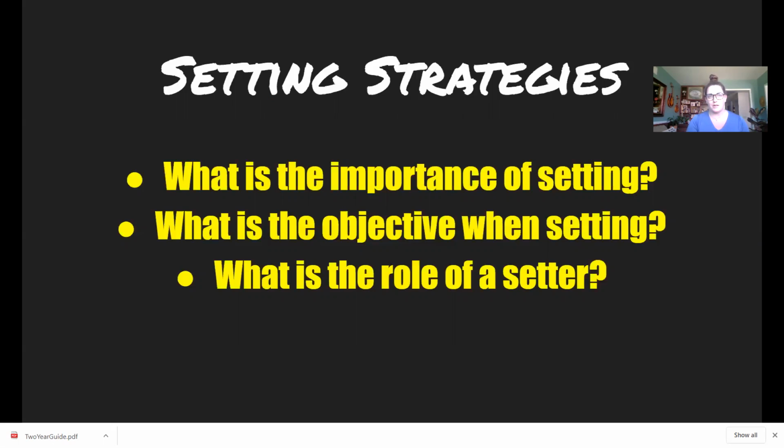The role of the setter, this is a humongous topic of conversation. The role of the setter is one of the most important on the floor, if not the most important on the floor. This is someone who touches the ball more than anybody else indoor. You're contacting the ball almost every single time the ball crosses the plane of the net, touching the ball during almost every single rally. So your importance comes into sheer contacts.